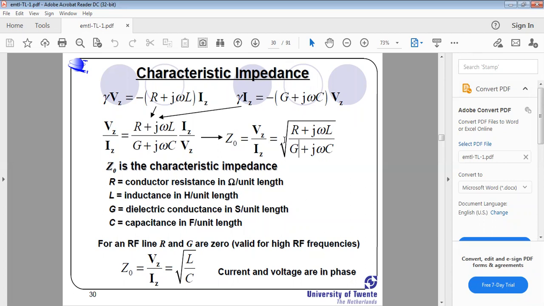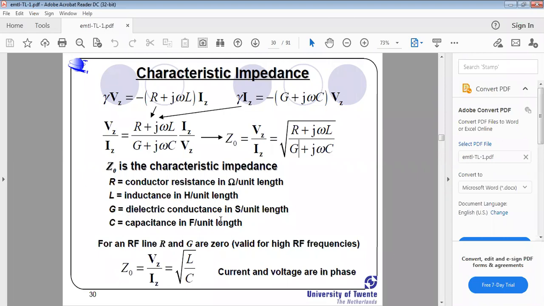Z naught equal to square root of (R plus j omega L) by (G plus j omega C), where Z naught is the characteristic impedance, R is the conductor resistance in ohm per unit length, meaning for each segment, the resistance value. L is the inductance in Henry per unit length.